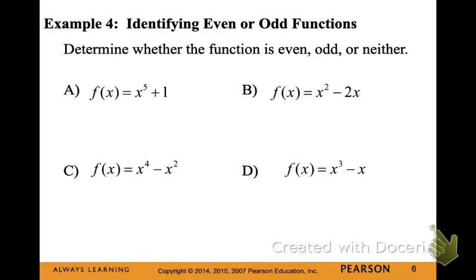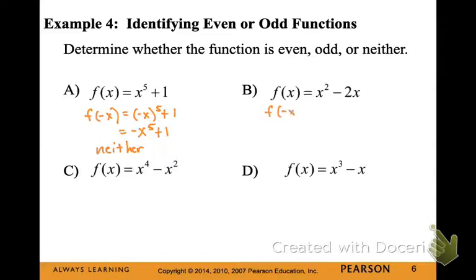So let's look at functions by their equations. So A, we have a quintic function. Let's replace the x with -x and see what happens with our signs. So -x to the 5th power is -x to the 5th. So that sign changed, but the sign for 1 remained. So that means that this function is classified as neither odd nor even.